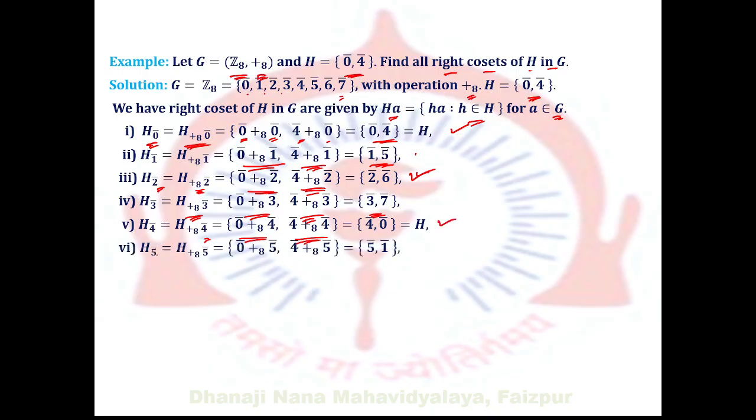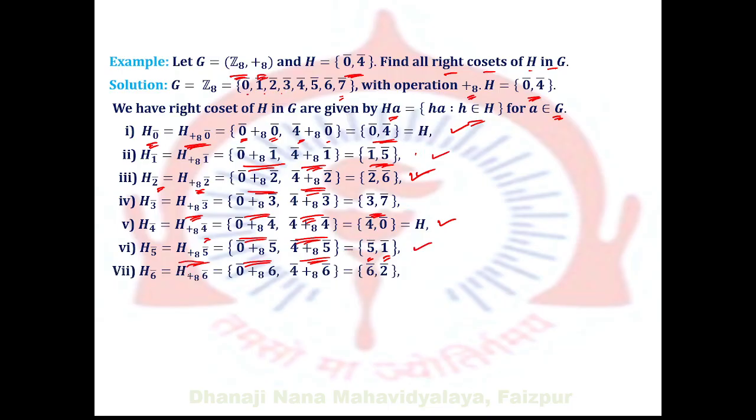Then H5 bar. So it is H plus 5 bar. So 0 bar plus 5 bar and 4 bar plus 5 bar. But we know that 0 plus 5 is 5 and 4 plus 5 is 9, but with modulo 8 operation its value is 1 bar. So we get the set 1 bar and 5 bar. So it is the same as that of H1 bar. Then we have H6 bar.